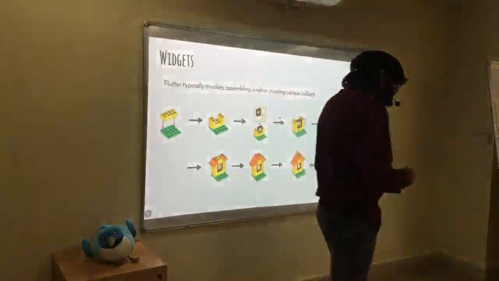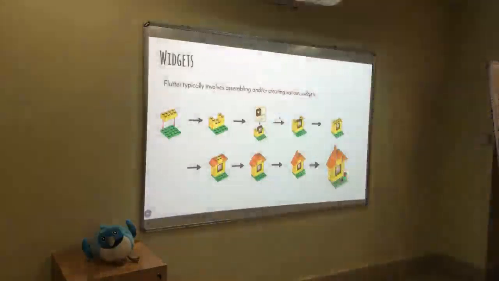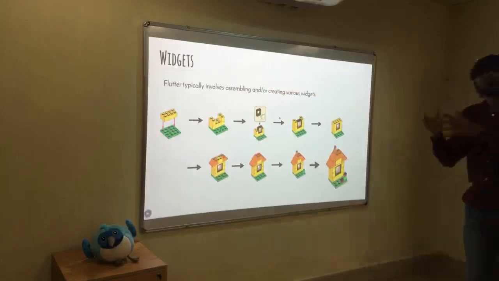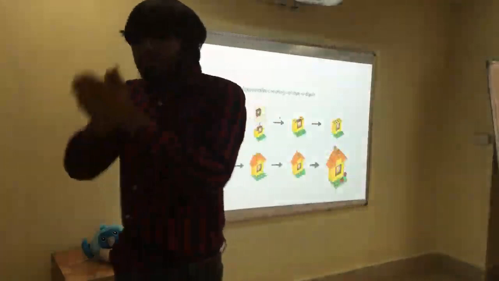Just like Lego bricks, you assemble your widgets. You have a column, you have a row, you have buttons. You assemble it. You imagine your UI the way you want it, so you build it. You assemble it.